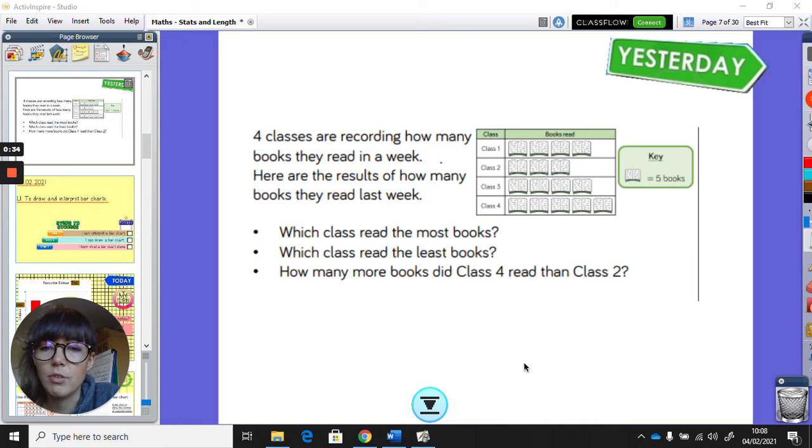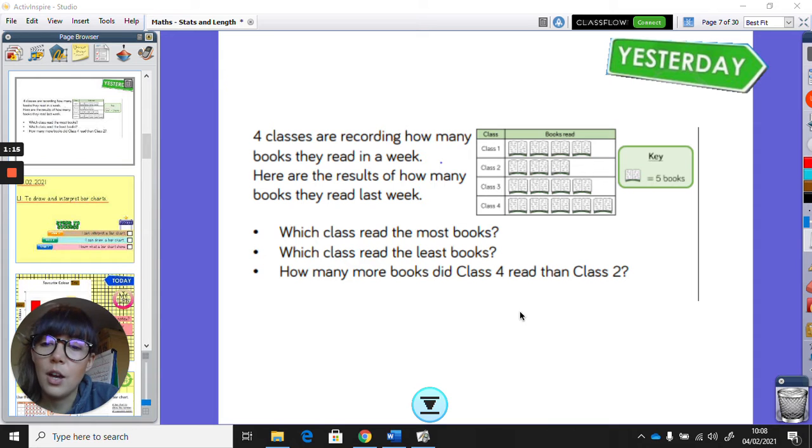4 classes are recording how many books they read in a week. Here are the results of how many books they read last week. Which class read the most books? Which class read the least books? And how many more books did class 4 read than class 2? My clue to you before we start is it's very important on a pictogram to look for the key. That will really help you understand what to do. Pause the video here and have a go on a piece of paper or a whiteboard.